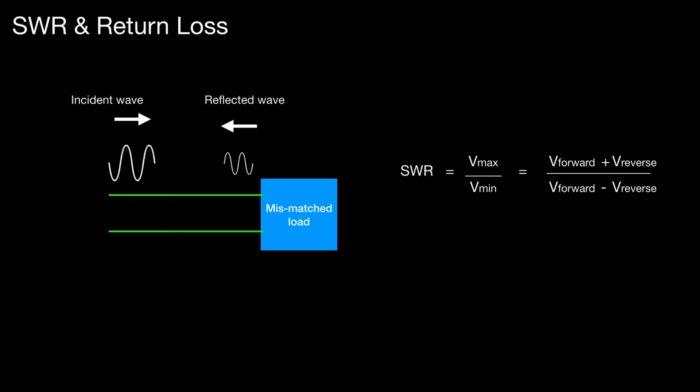Or you can say the addition of the forward and the reverse voltages, because remember the waves combine, over the subtraction of the forward and reverse voltages. Again, they're combined but being subtractive at this point, and that gives you Vmin. So those are the two formulae you can use to calculate the SWR if you're given the voltages.